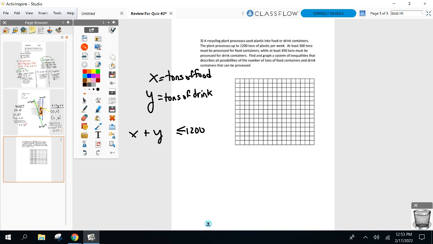At least 300 must be processed for food. Stop reading. At least 300 for food. Oh, I get it. At least 300 for food. I'm not reading the rest. I want to make an inequality out of that.